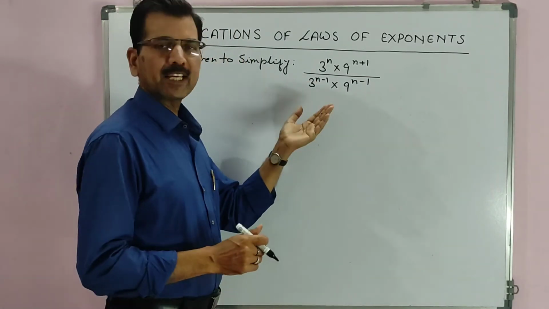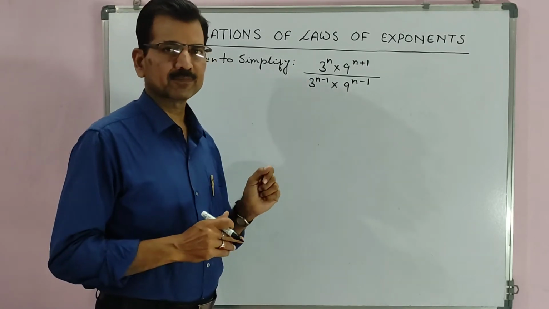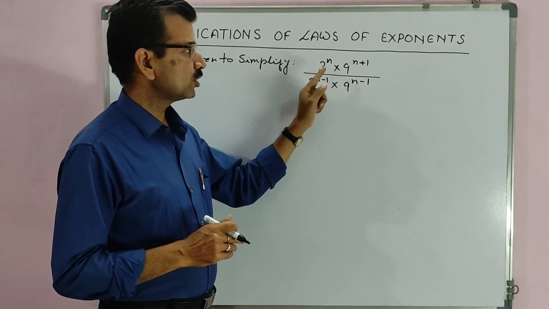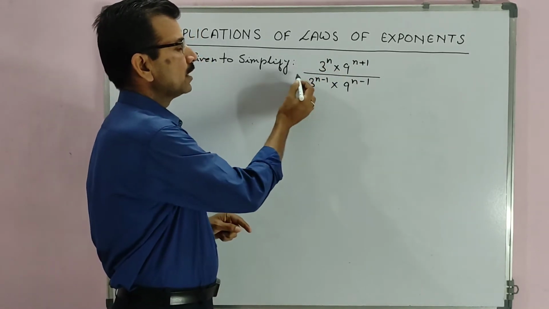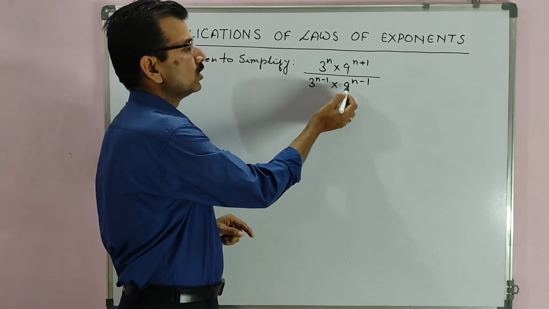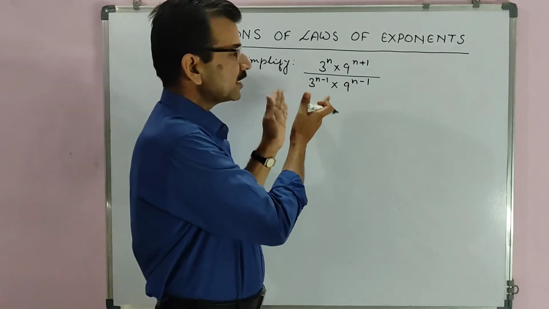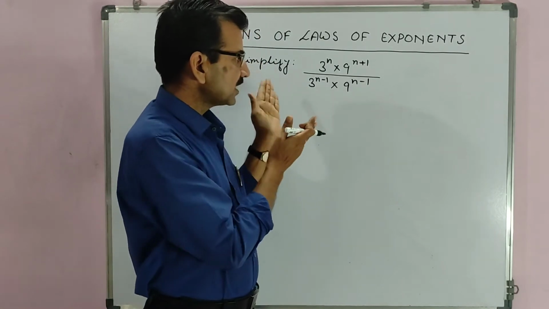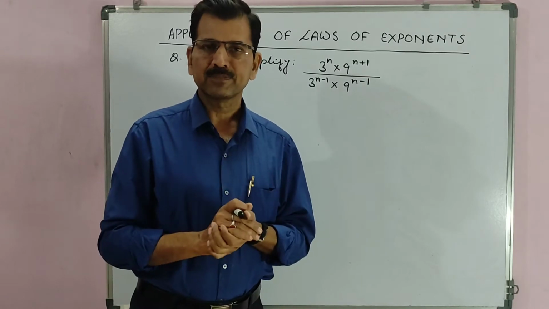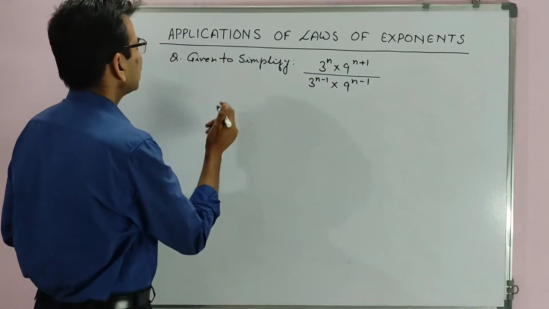So one question I am taking among those questions. It is given to simplify: 3 raised to power n into 9 raised to power n plus 1, upon 3 raised to power n minus 1 into 9 raised to power n minus 1. In the first observation we see how we will proceed for the next step. It is very simple. Let us see here, so we start here.